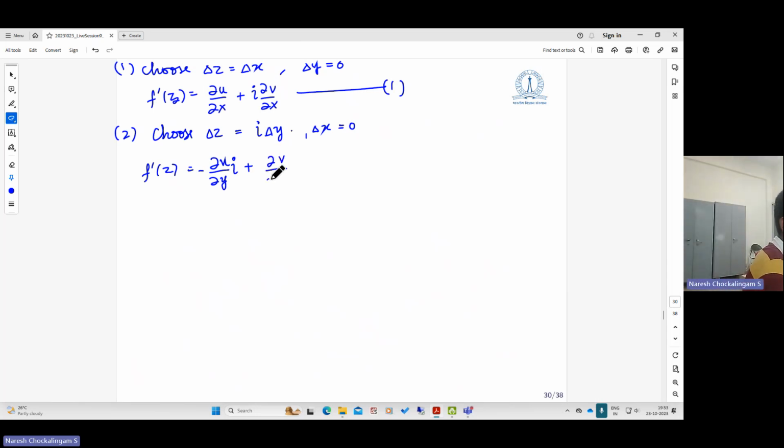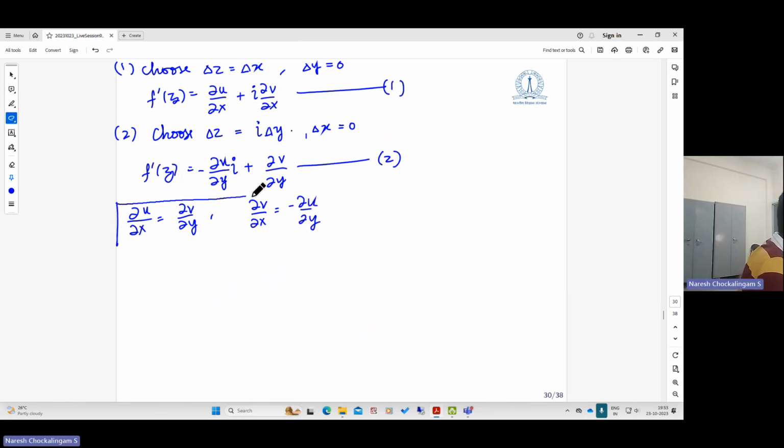Plus del v by del y. Note that the left-hand sides of equation 1 and 2 are exactly the same. Therefore, these two are equal complex numbers, which means their real and imaginary parts have to be equal. Therefore, equating the real parts, you get del u by del x is equal to del v by del y, and equating the imaginary parts, you get del v by del x is equal to minus del u by del y.